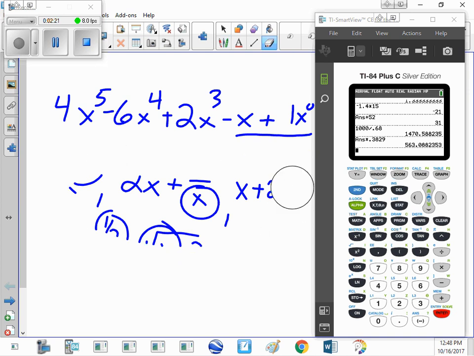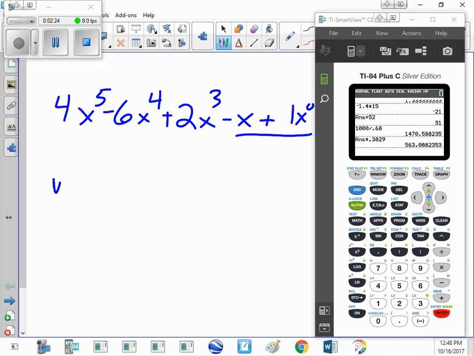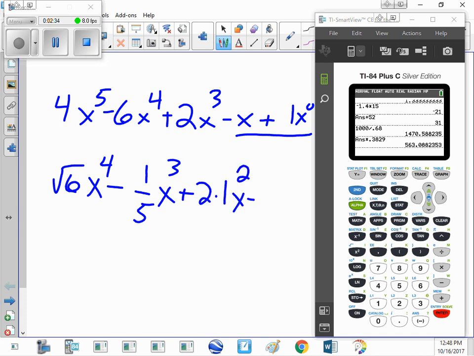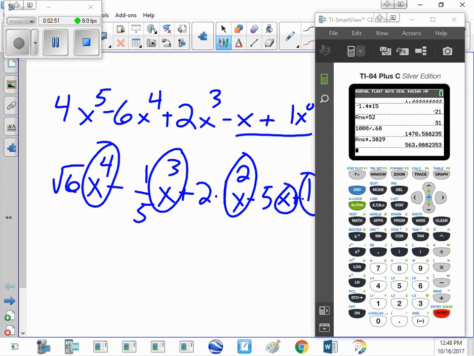Sometimes they'll try to confuse you and they'll say something like this. Is that a polynomial? All you look at are the variables. Is this okay? Yes. Is this okay? Yes. Is that okay? Yes, yes, and yes. Okay. Can you identify polynomials and non-polynomials?